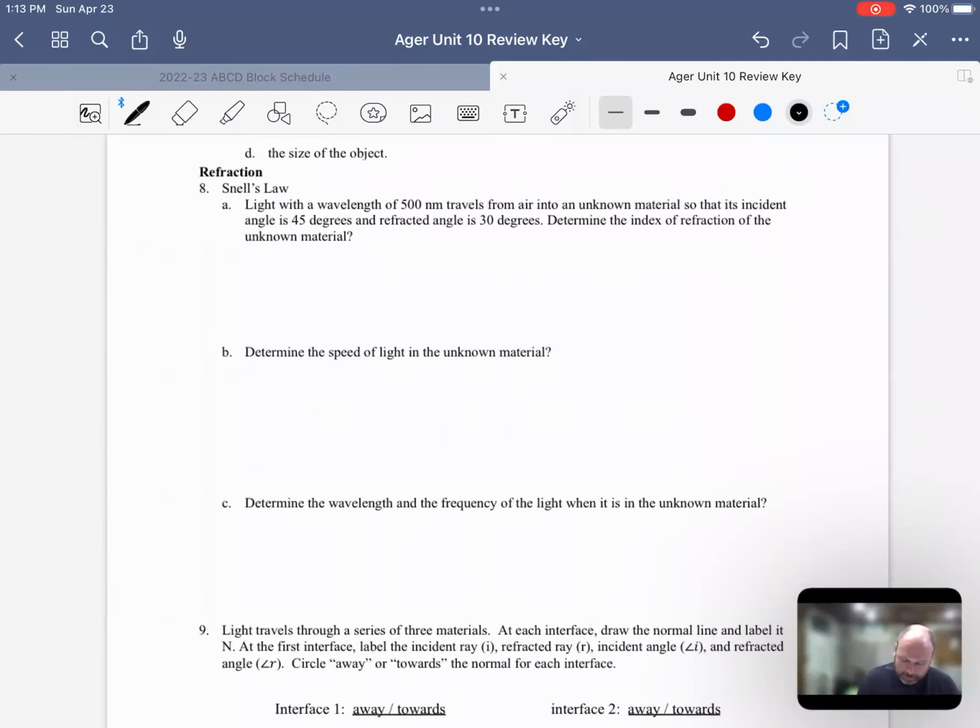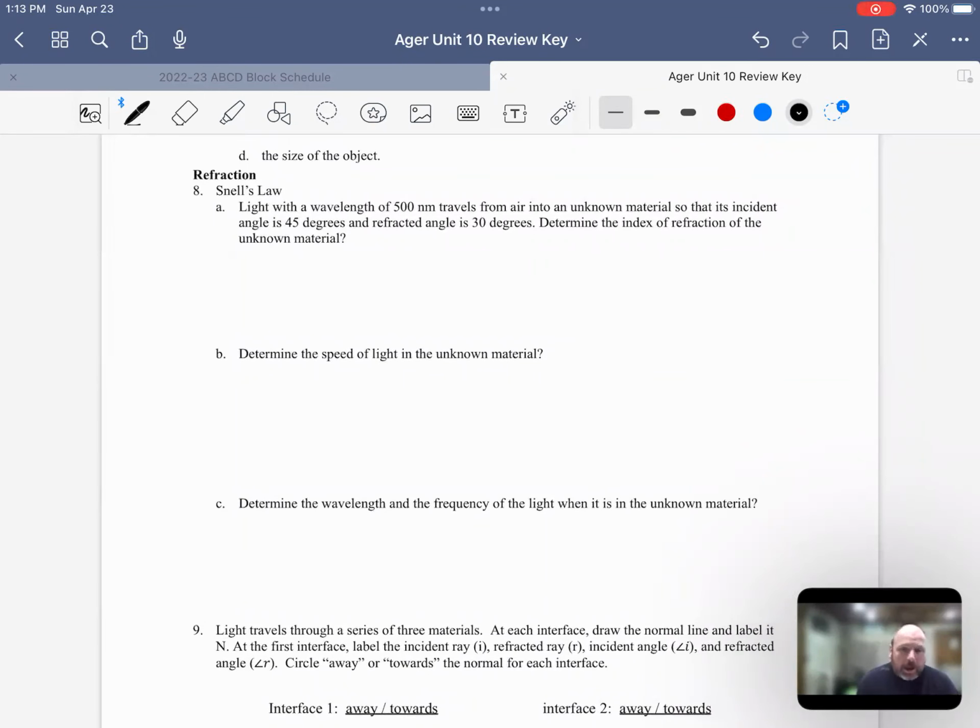All right, guys. So this is refraction 8 and 9, all about bending and changing speed of light. So a lot going on with refraction, especially Snell's law, where we're actually using the thing.